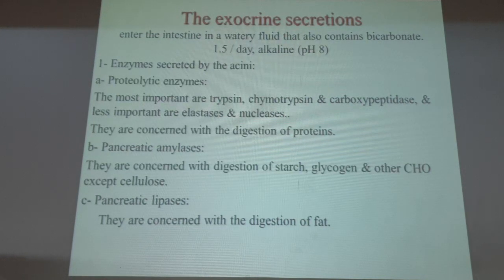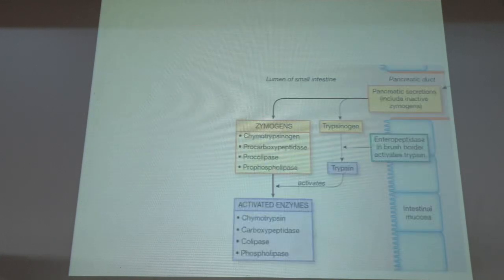There is also salivary lipase, a small amount, and gastric lipase also has a small role. The main role is through the pancreatic lipase.